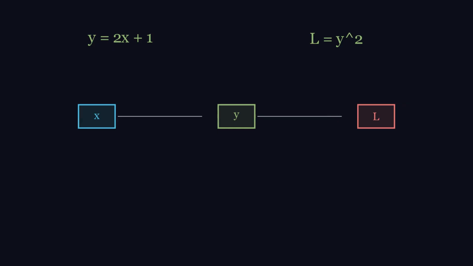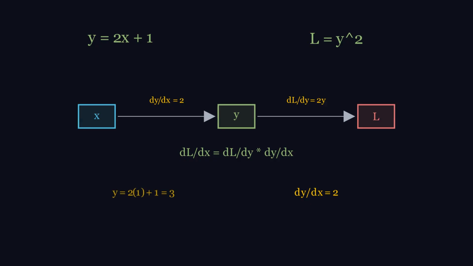Now the chain rule way. D the loss L over dx equals d the loss L over dy times dy over dx. dy over dx is 2, the derivative of 2x plus 1. D the loss L over dy is 2y, the derivative of the variable y squared. At the variable x equals 1, the variable y equals 3, so d the loss L over dy equals 6. Multiply. 6 times 2 equals 12.